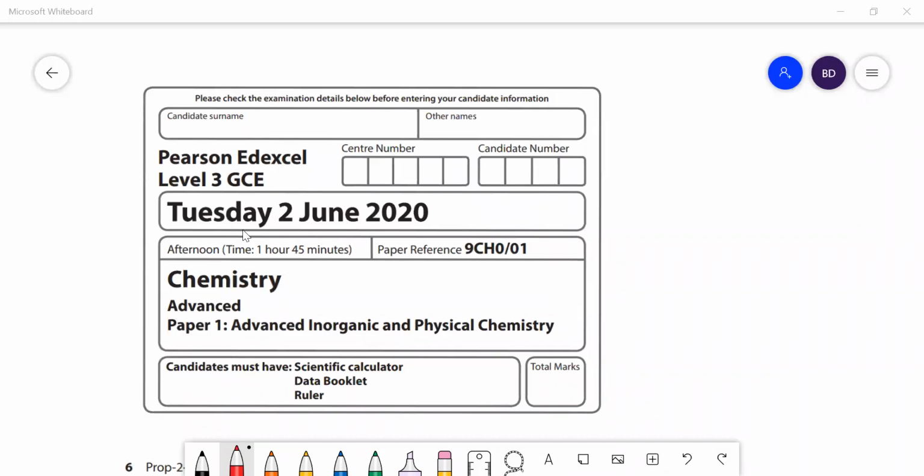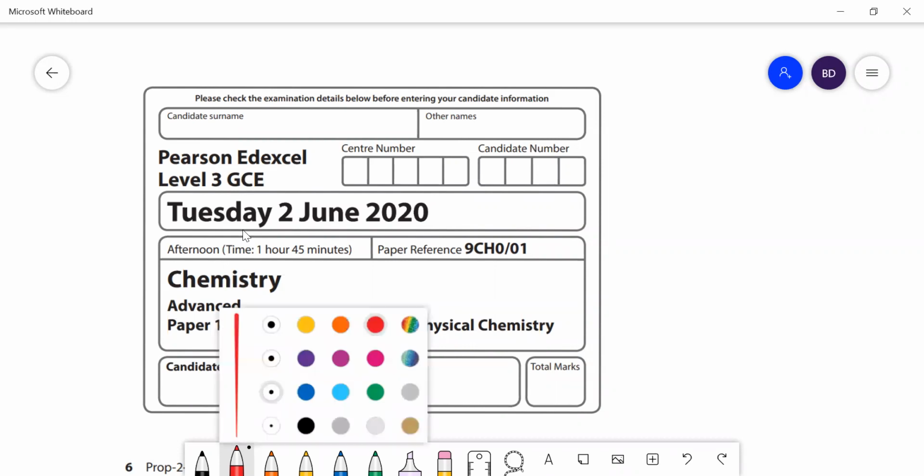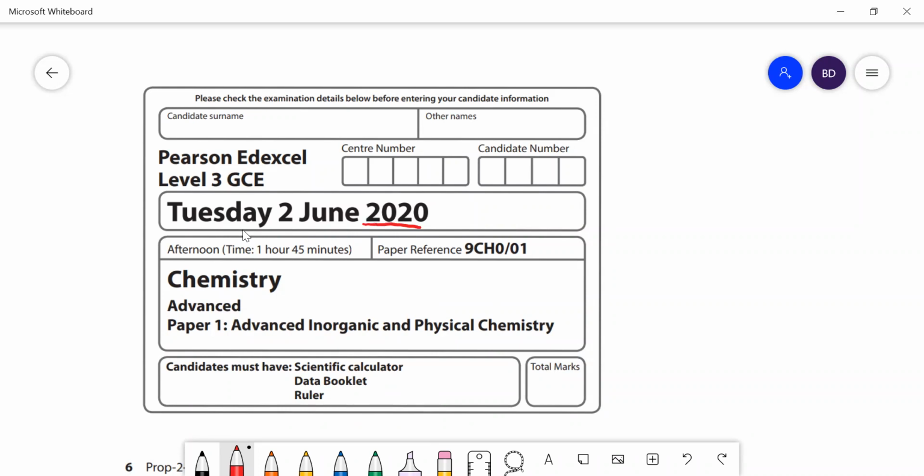Hi, in this video, I'm going to go through the Edexcel A-level chemistry paper. This is paper 1 from 2020. This is going to be the second half of this paper. I covered the first half of it in an earlier video.